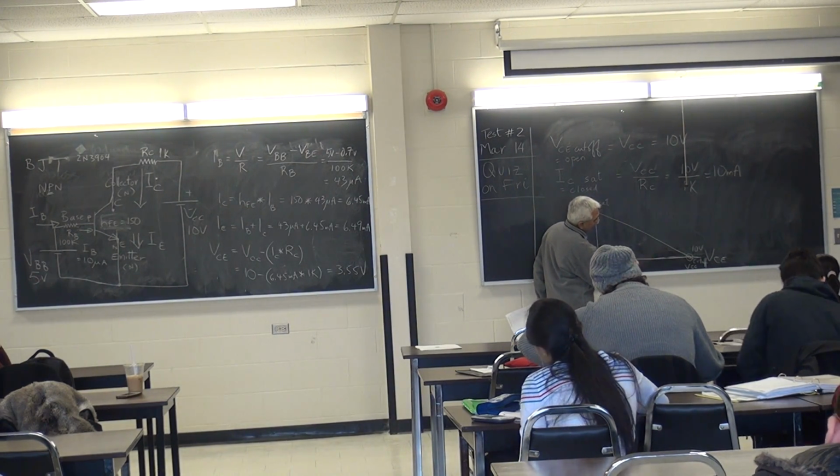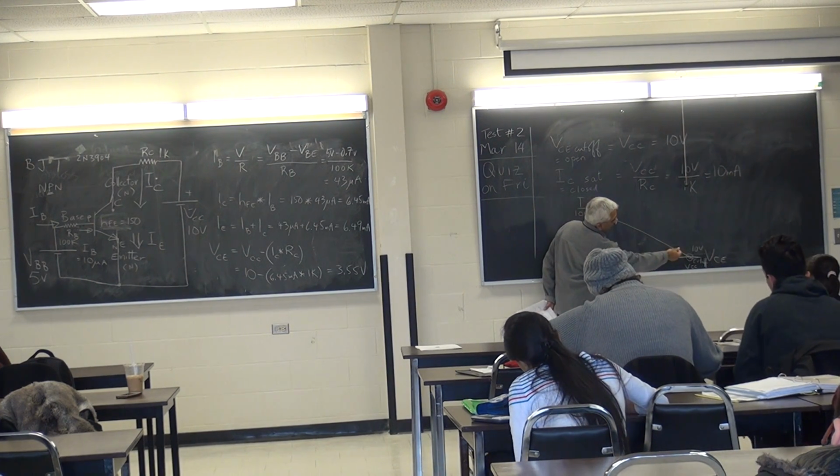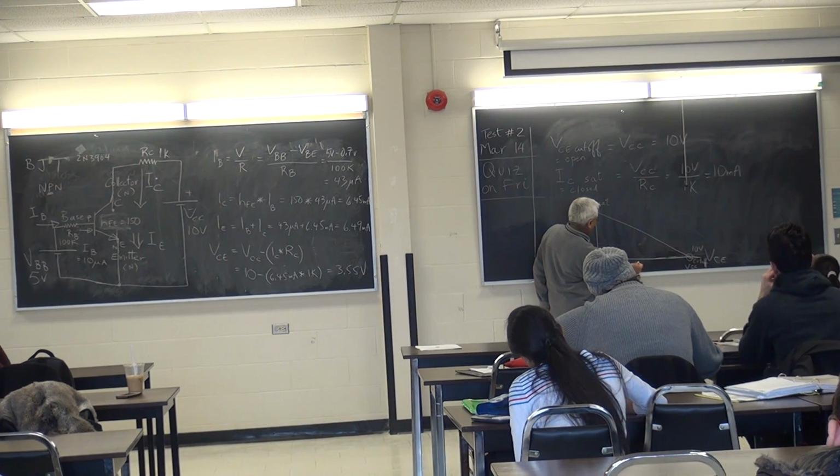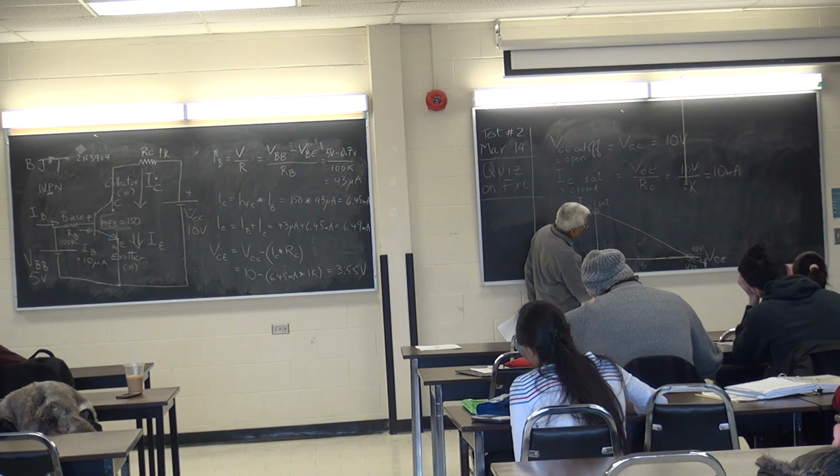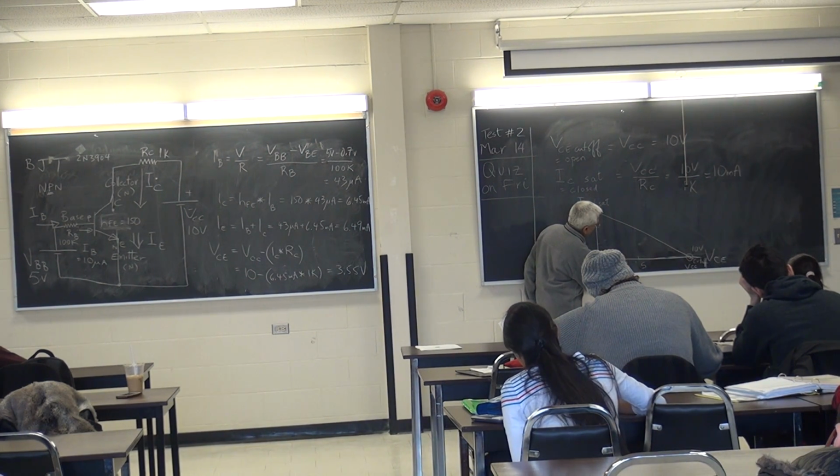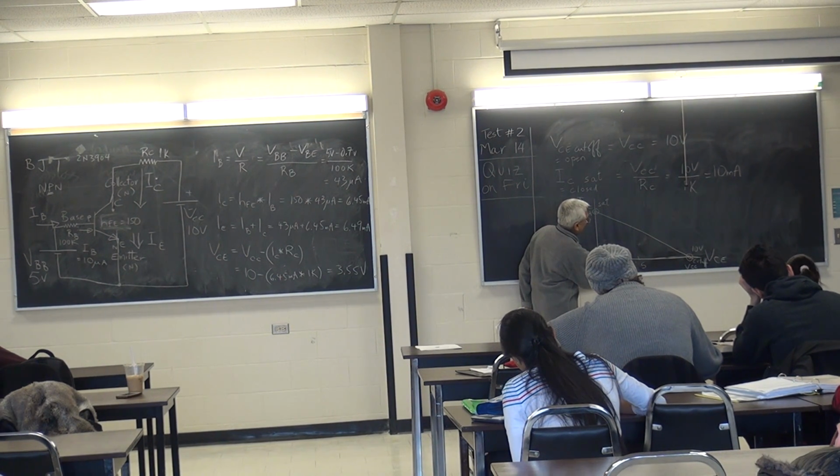Right along the x-axis here. So 10 volts is there. Half of 10 is how much? 5. 3.55 is where? 1, 2, 3, 4, 5. So 3.55 is right about here. So indicate 3.55 like this.